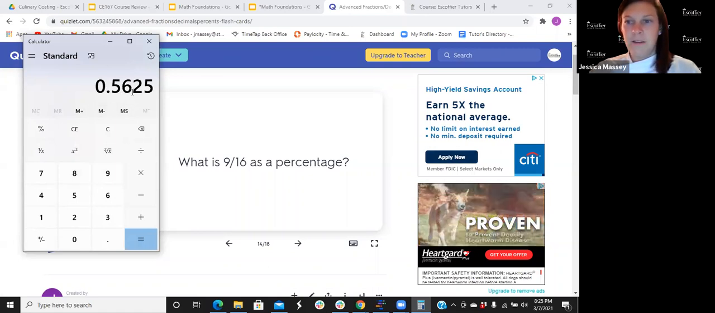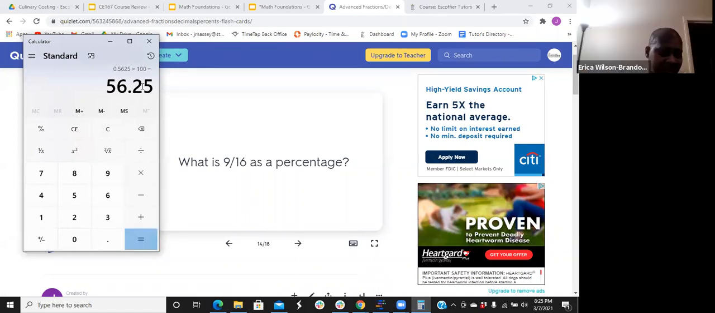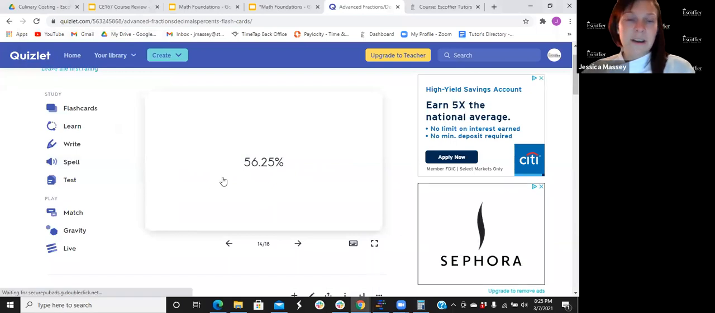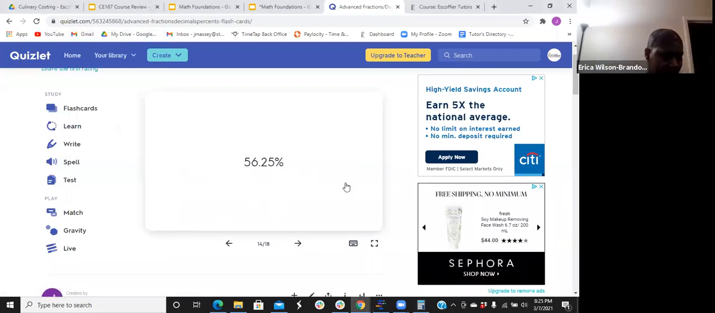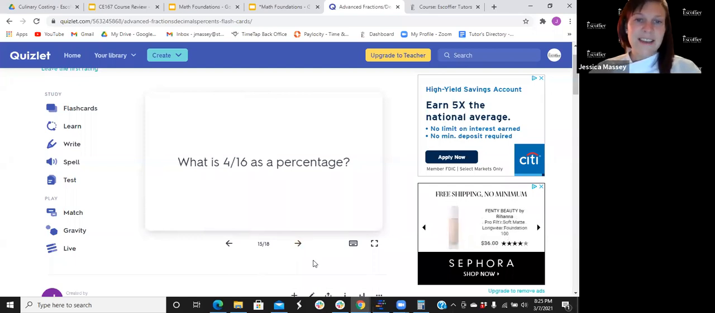spaces to the right, or you can multiply by 100. It's the same thing, whichever one is better for you. And that gets your decimal to a percentage. And it gave me 56.25, so we're rounding up, or not rounding at all, but yes. Okay, so 56.25. No worries.